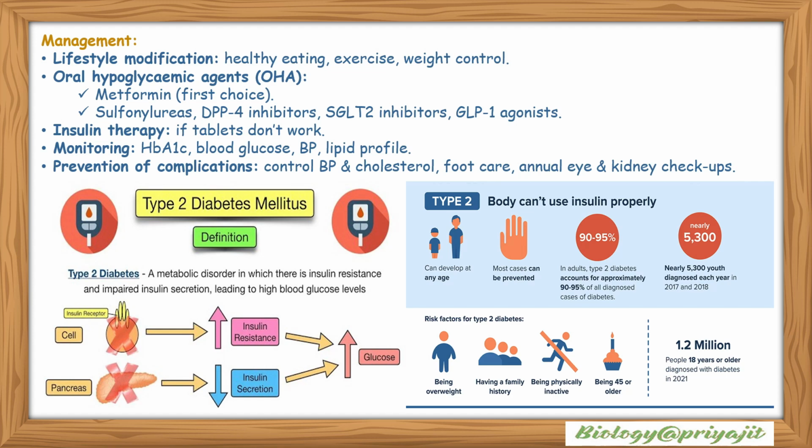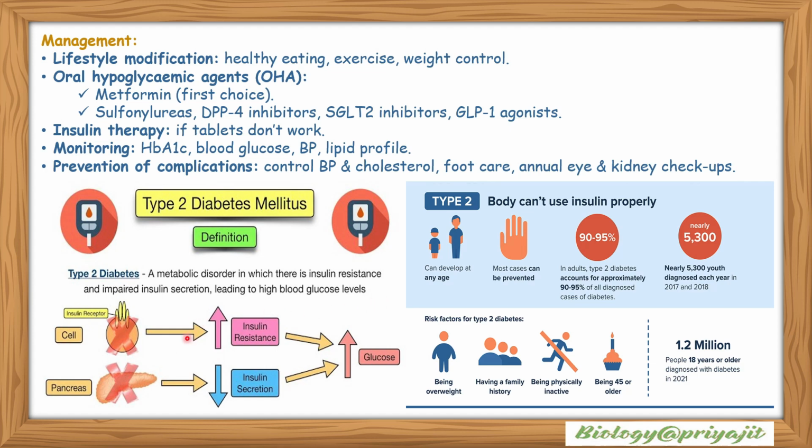Monitoring: HbA1c, blood glucose, blood pressure, lipid profile should be monitored to manage type 2 diabetes. Prevention of complications: control BP and cholesterol, foot care, annual eye and kidney checkup, etc. So type 2 diabetes is a metabolic disorder in which there is insulin resistance and insulin secretion is impaired, leading to high blood glucose levels.